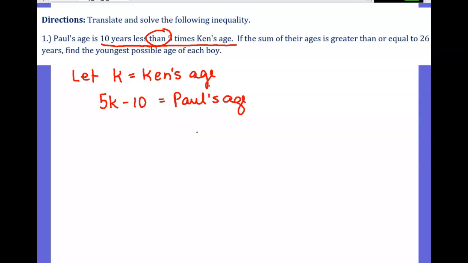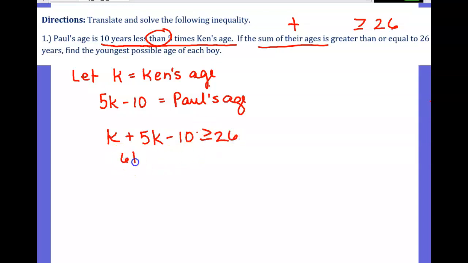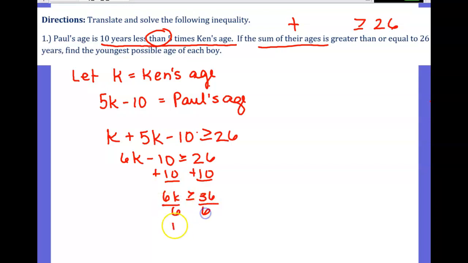All right, if the sum of their ages, so we're going to add them together, is greater than or equal to 26, then if I take Ken's age, which is K, and I add Paul's age, which is 5K minus 10, I should get that greater than or equal to 26. So I combine my like terms, I move the constant to the other side, and I get 6K is greater than or equal to 36, and then I divide by 6. So K is greater than or equal to 6.